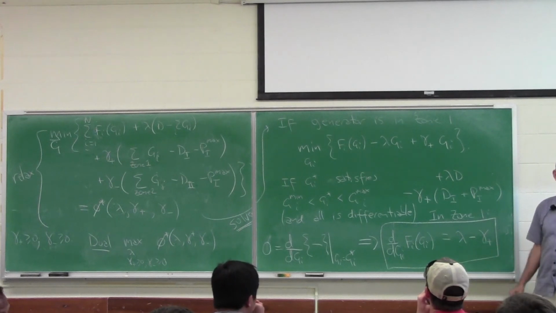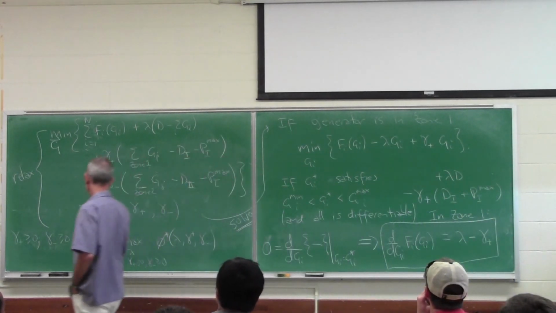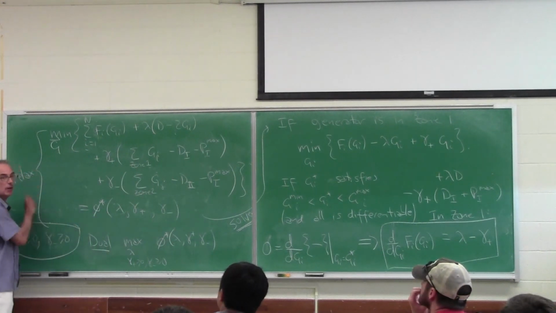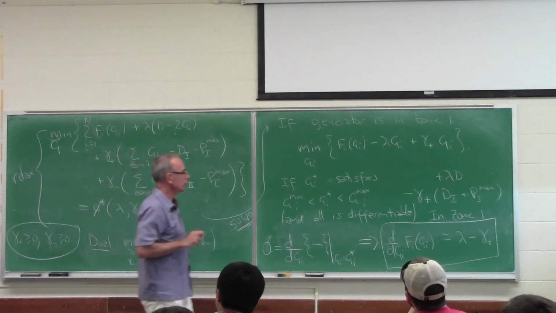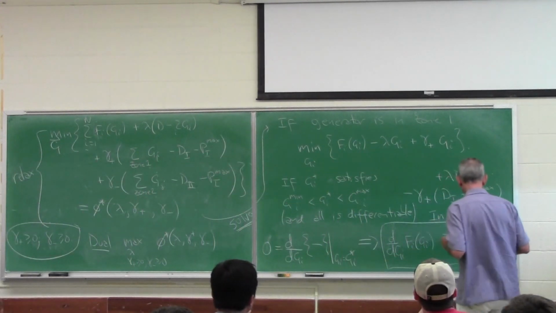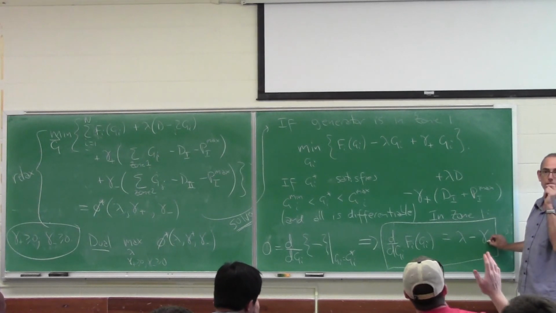About being positive? What's that? The multiplier, if it's positive? Well, it always is. For inequality constraints, we always have positivity. Yeah, for these guys. And so it's just a matter of, this could be 0. This will be 0 if the constraint's not binding, because the sensitivity is 0.